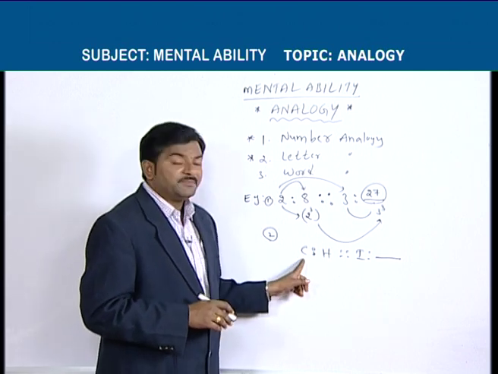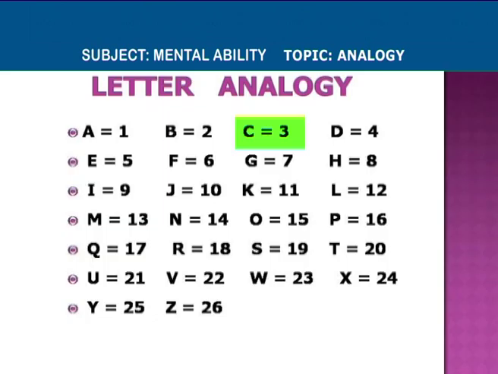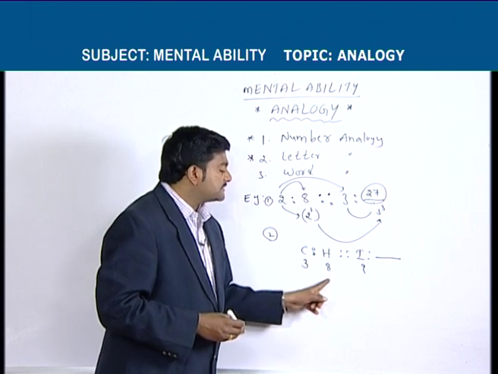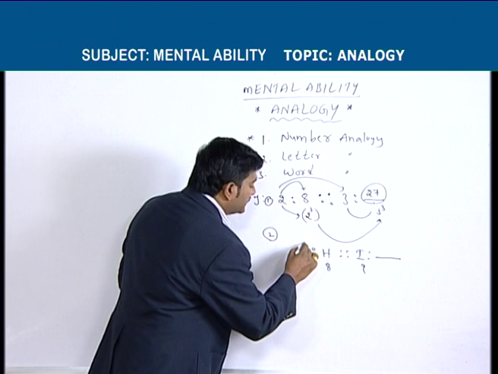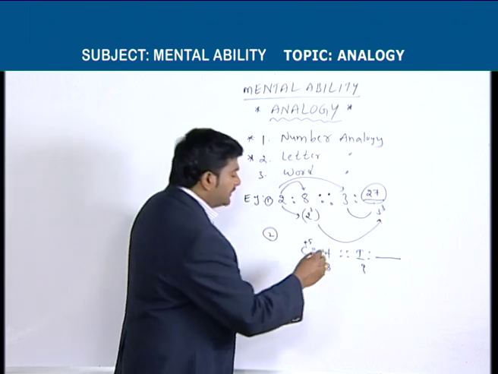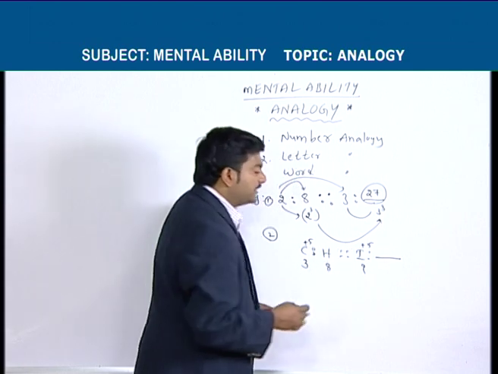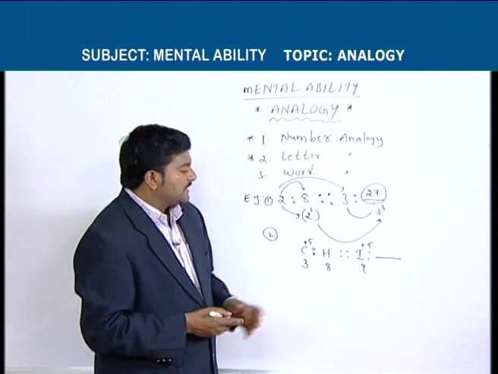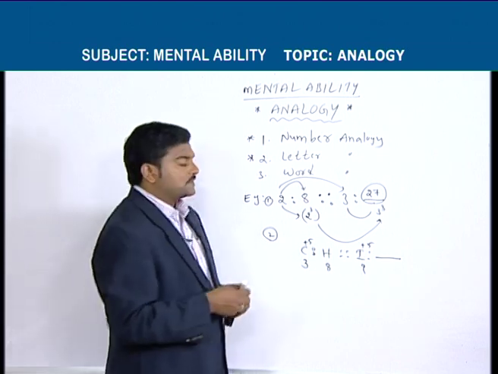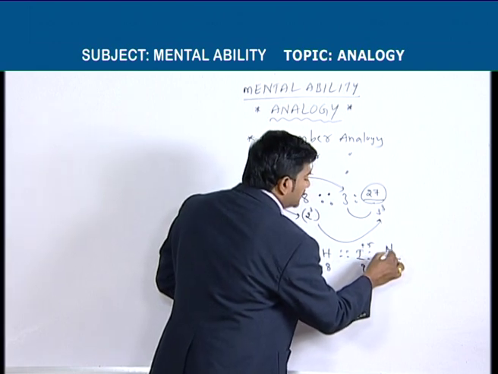Now here C means what actually? C means we can write 3. H means 8. So I means 9. How can you think here? 3 is written as 8, which means simply he added plus 5. That's why here also we need to add plus 5 to 9. 9 plus 5, what will you get? 14. So according to alphabets, the 14th letter is how much here?